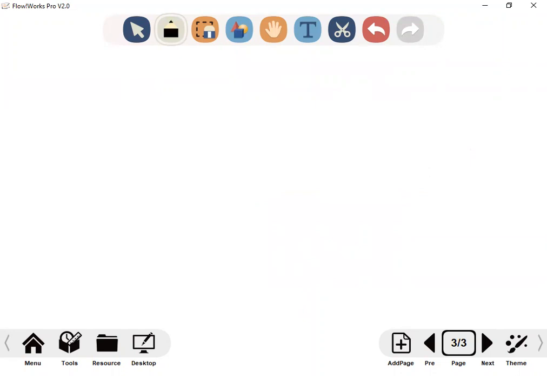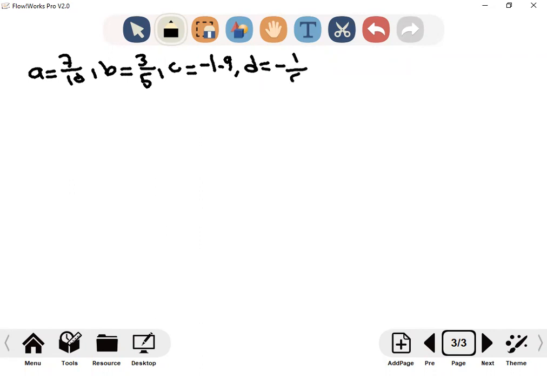Question 7, 8, 9. A is given as 7 over 10. B is given as 3 over 5. C is given as negative 1.9, and D is given as negative 1 over 5. Now go to the board and take it carefully, my son.